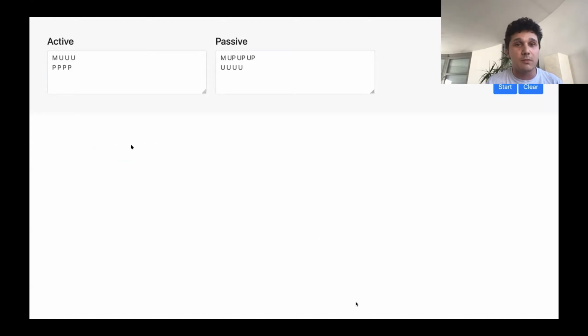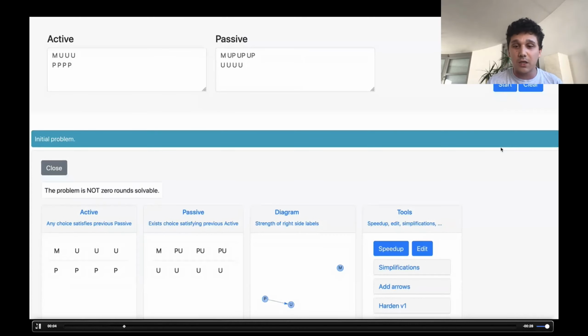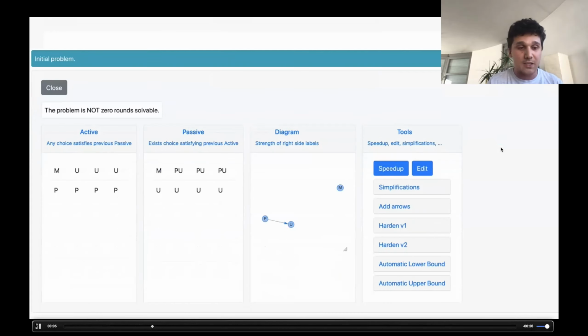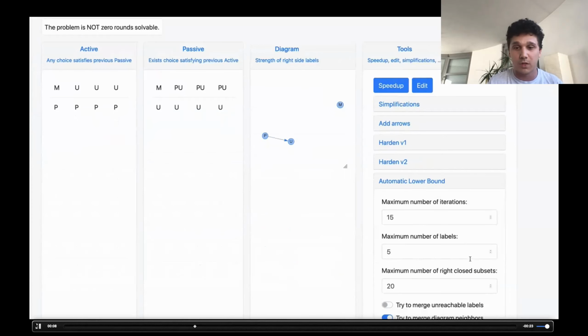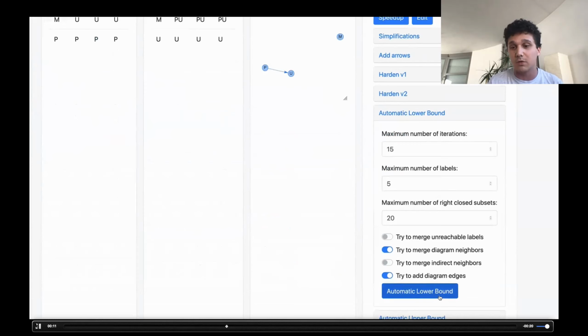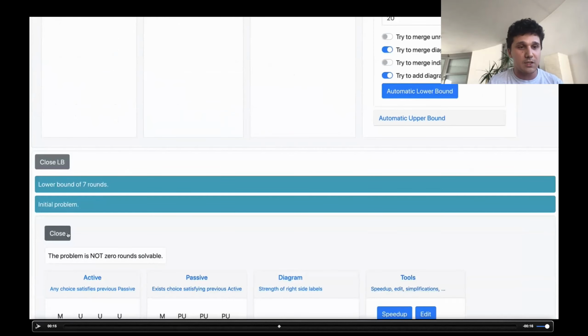This is how to encode maximal matching in bipartite graphs, in 4-regular bipartite graphs. What we can do is just give this problem to Round Eliminator and ask for an automatic lower bound. So basically we just press a button, automatic lower bound, and the program tells us that this problem requires at least 7 rounds.